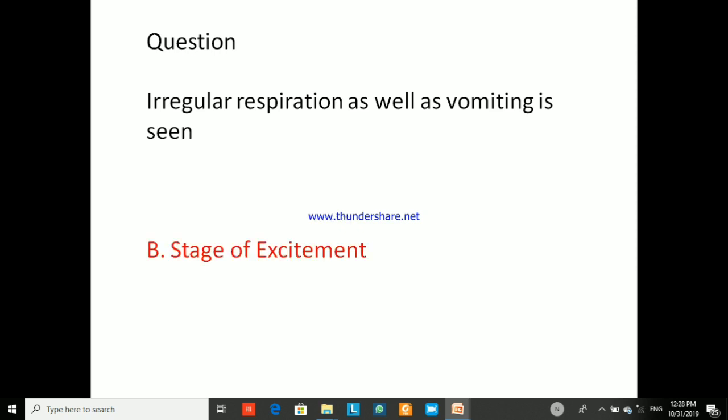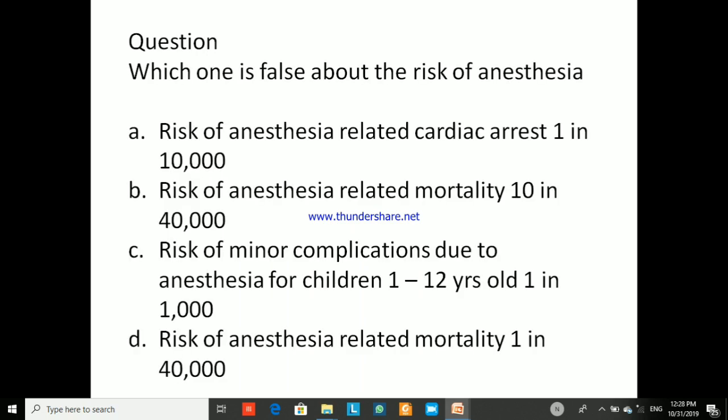Question. Irregular respiration as well as vomiting is seen. B. Stage of excitement. Question. Which one is false about the risk of anesthesia? Risk of anesthesia-related cardiac arrest 1 in 10,000. Risk of anesthesia-related mortality 10 in 40,000. Risk of minor complications due to anesthesia for children 1 to 12 years old 1 in 1,000. Risk of anesthesia-related mortality 1 in 40,000.